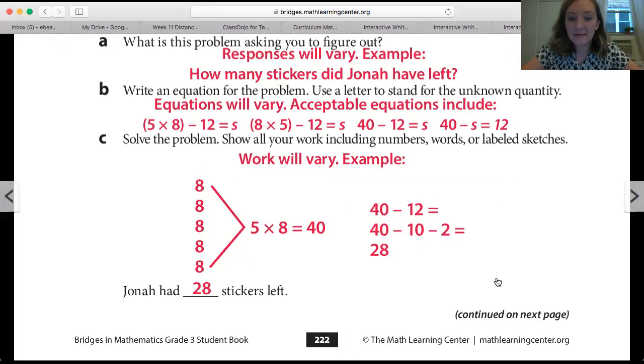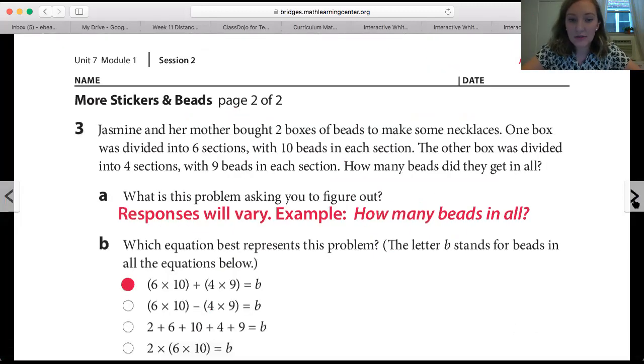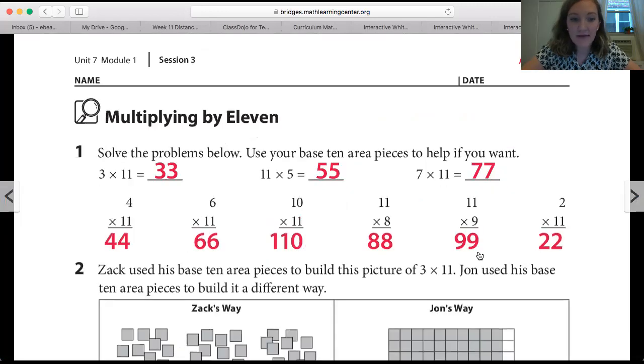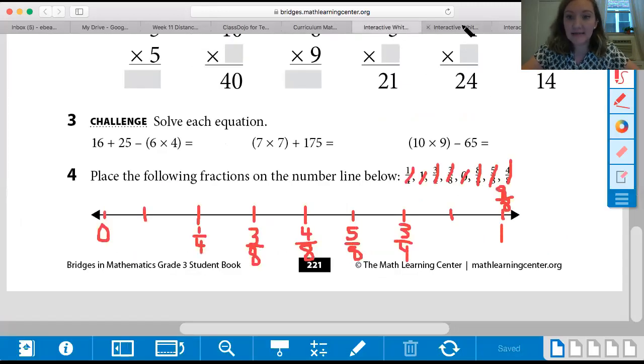Okay. So you should have gotten 44, 66. We already have 110, 88, 99, and 22. Those should be your answers. If you made a mistake, erase it and fix it.